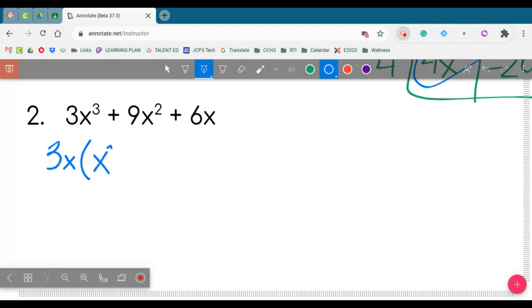So I'm going to be left with x squared plus 3x, because I did 9 divided by 3, which is 3, and I had 2 x's, pulled 1 out, so I'm left with 1. 6 divided by 3 is 2, and I already pulled out that x, so that's all I have.